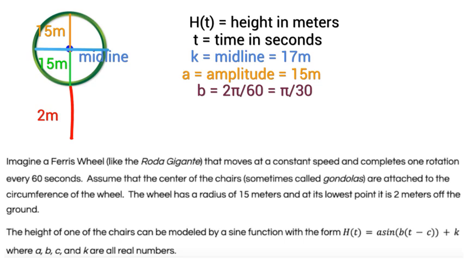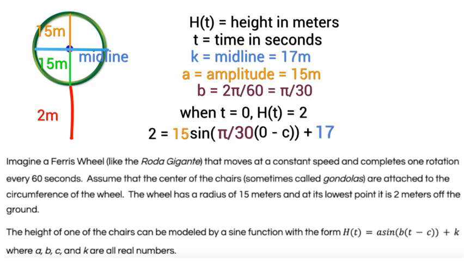Well, we plug in some values for time and one for height and find out that way. Here we know that after 0 seconds, for example, a chair will be at the very bottom, or 2 meters off the ground. So we can replace t with 0 seconds and h of t with 2 meters. Now let's solve it. Move everything to the other side until only c remains here. Minus 17 both sides. Great! Now divide both sides by 15.